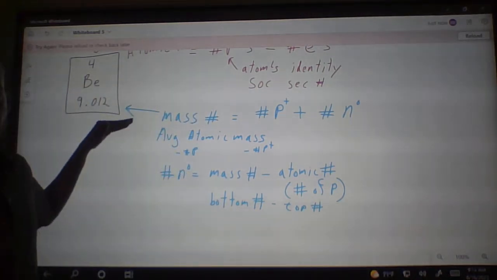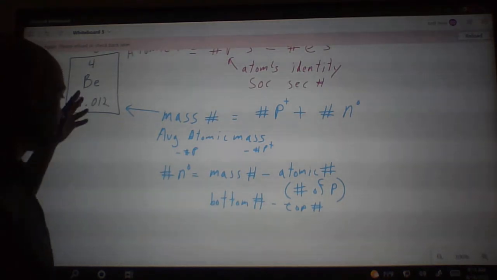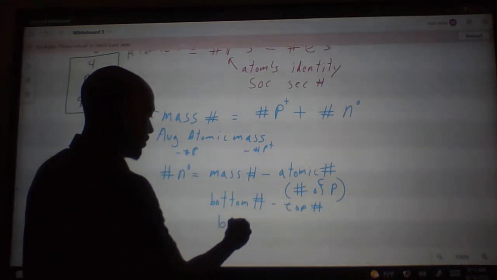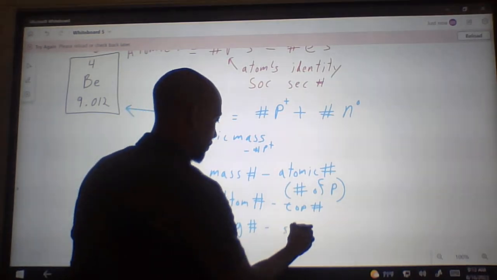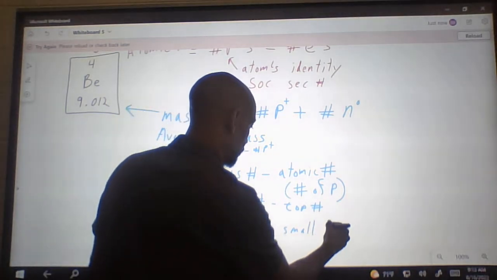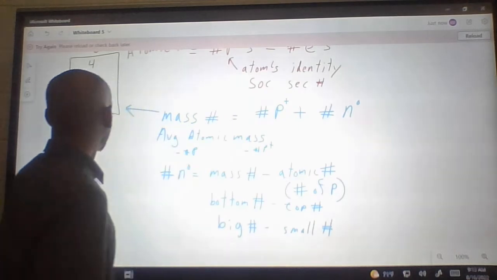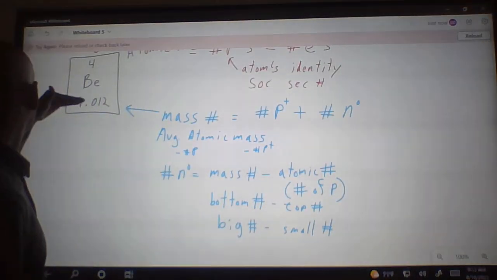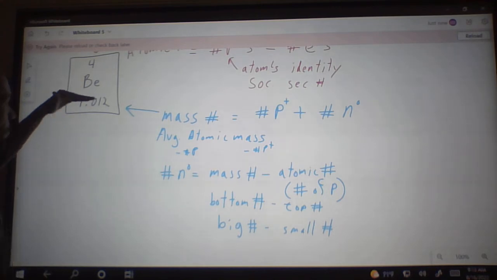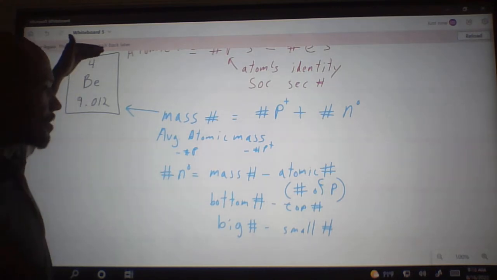And that's only for an element tile. But it'll always be big number minus small number. So if I want to know the number of neutrons, I'm always going to do the bottom number minus the top. Well, the biggest number minus the smallest number.